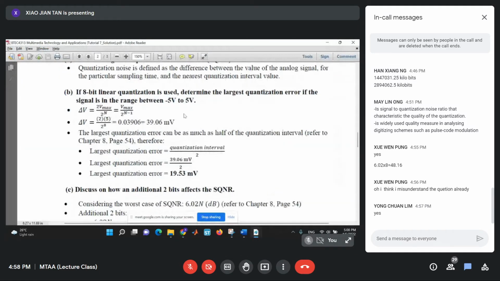Okay, so basically you have a range of -5 volt to 5 volt. I think this one is in the lecture notes as well. So the interval, the largest quantization error, so you get the range. So which is -5 to 5, the Vmax is 5. So the number of n is 8.